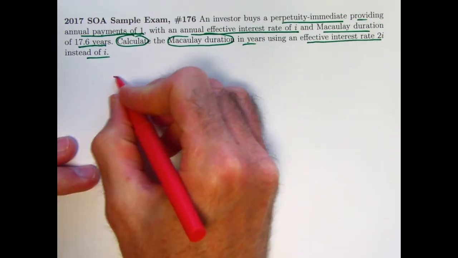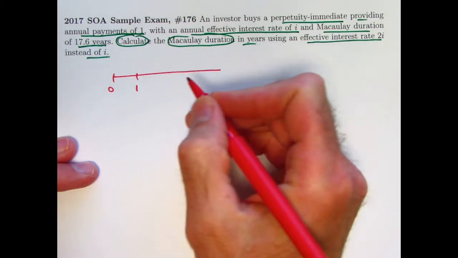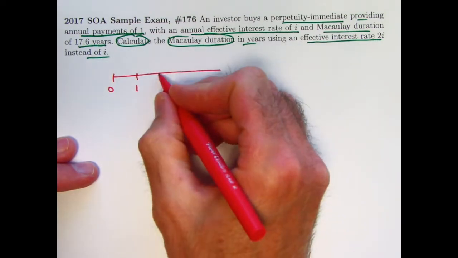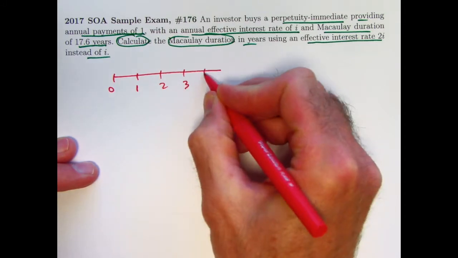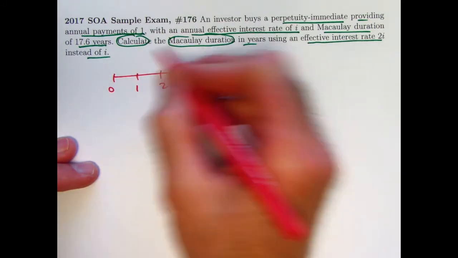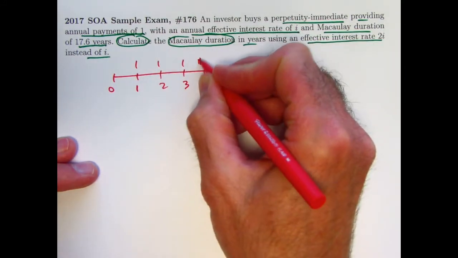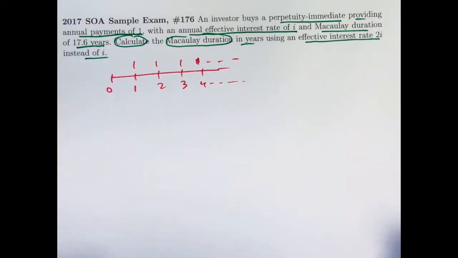So what's the conceptual point? The conceptual point pertains to whether or not we should expect the answer to be bigger or smaller than this original duration. So let's draw our timeline and think about this here. We have a perpetuity, payments going on forever, perpetuity immediate, meaning the first payment is at time 1, then 2, then 3, then 4, etc. These payments go on forever, and again, the duration is a weighted average of times of payment, okay? So in this case, that would be an infinite sum because it is a perpetuity.